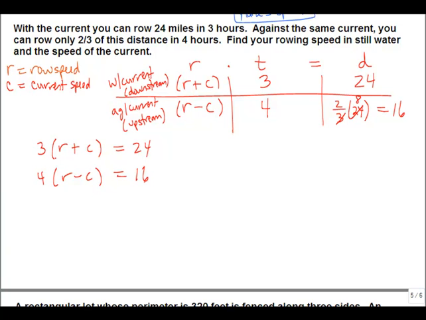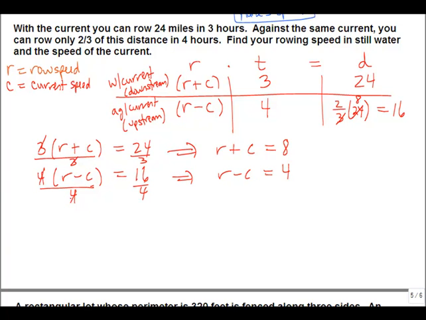Now in these kinds of problems, I always find that a nice little trick is to divide through on both sides by your time, instead of distributing the 3 across or the 4 across. You can certainly still do that, but I'll show you in a minute why it's nice to be able to just divide. If we divide both sides by this 3, then the 3's cancel out and we just have R plus C by itself, and 24 divided by 3 is a nice 8. If we do the same thing on the bottom equation and divide everything by 4, then the 4's cancel out, giving me R minus C, and 16 divided by 4 is 4.